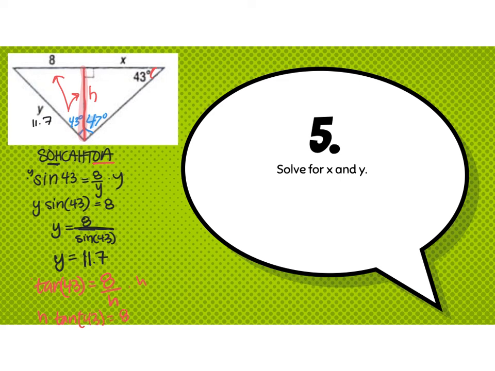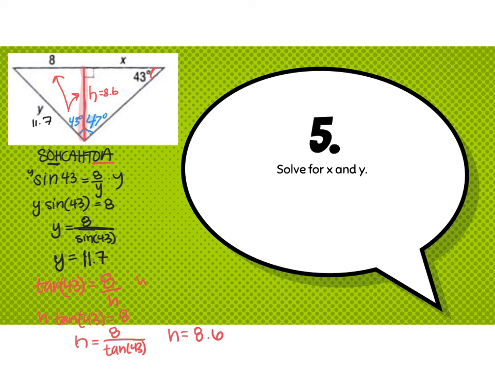Divide both sides by tangent of 43. We get h equals 8 divided by tangent of 43. Put this all in your calculator and you get h to equal, let's round to the nearest tenth, 8.6. This is my h, which is my height. Now we have enough information to find x.